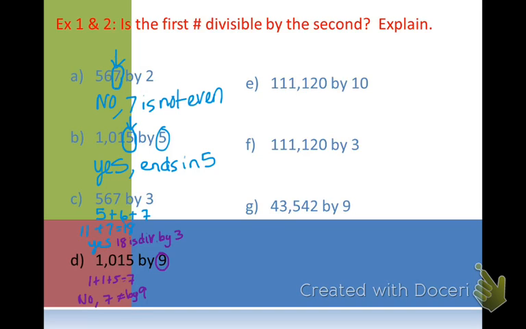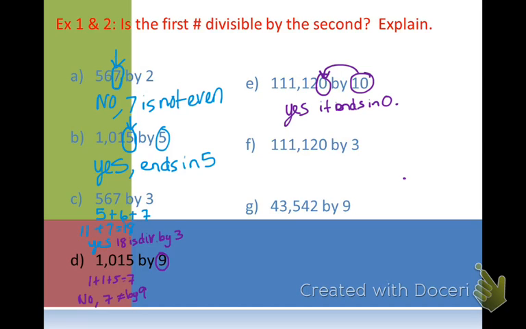E. Well, 10, when you're finding out if something is divisible by 10, you look at the last number and see if it has a 0 on the end, and it does, so you're going to say yes. It ends in 0.